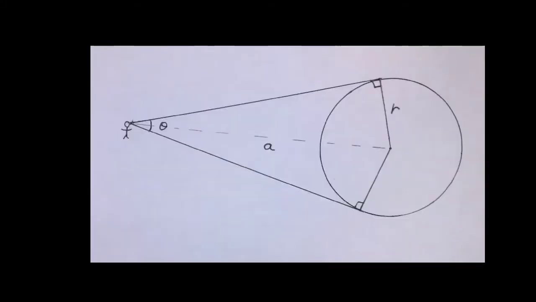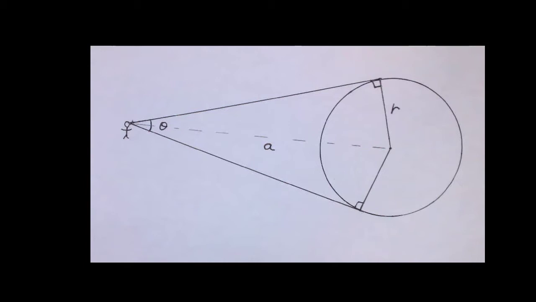Stick figure looking at a planetary body out in space. And I've drawn the line of sight here to it. And so what I want you to notice is that how big a planet looks against the sky is all about the angle theta that is subtended by the planet.